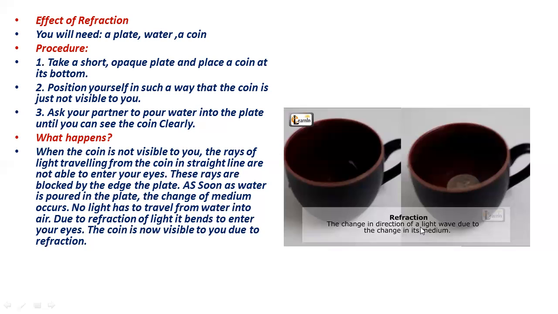So how could we see the coin in the bowl? What is the phenomenon? The phenomenon which helps in the bending of light, so that the bent light enters our eyes, is refraction. So by which phenomenon could we see the coin? By the phenomenon of refraction.